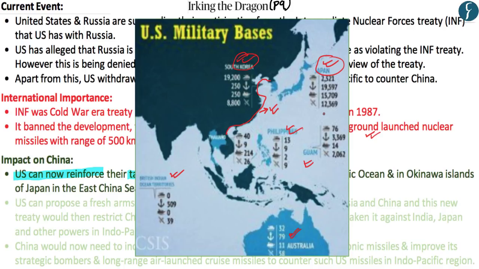But under the INF treaty, it had banned the United States from forming such missiles. But now that the United States has withdrawn, it can now form and place all of these missiles in all of the US military bases that are located in the Indo-Pacific region, so as to counter China.